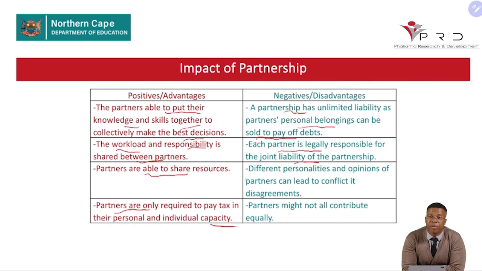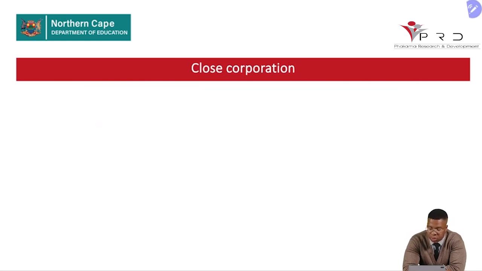If the business fails and is not able to pay off the debts of the business, the owners should all contribute towards paying off. And then with different partners, different personalities and opinions can lead to conflict if there is a disagreement, and partners may not always contribute equally towards the team.